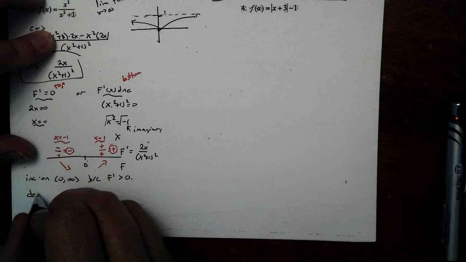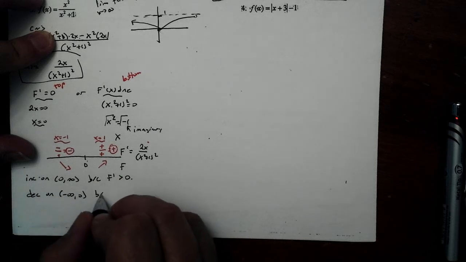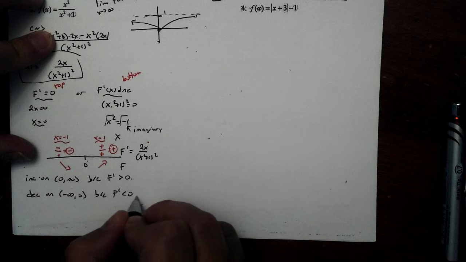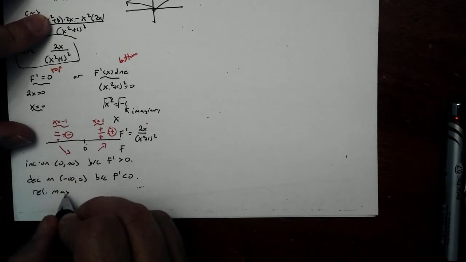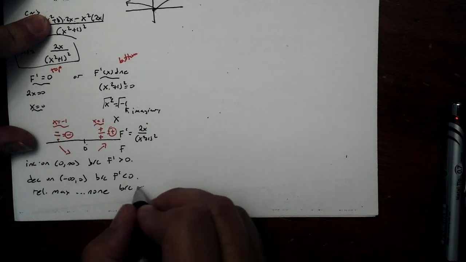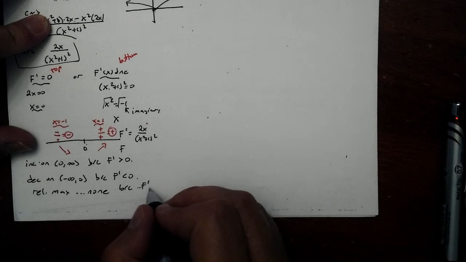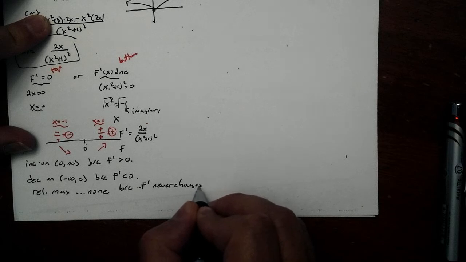Where is this function decreasing? Well, on the domain negative infinity to 0, and that is because the derivative is less than 0. Do we have a relative max? None. And that is because the derivative never changes from positive to negative.